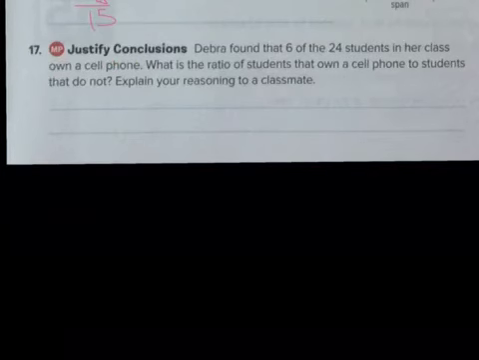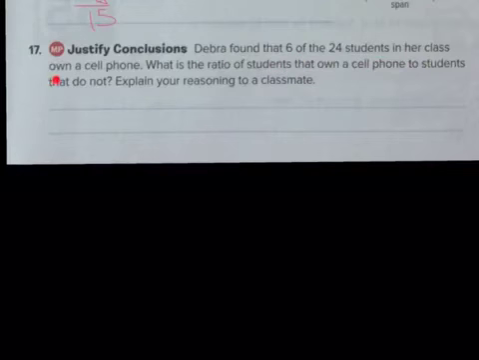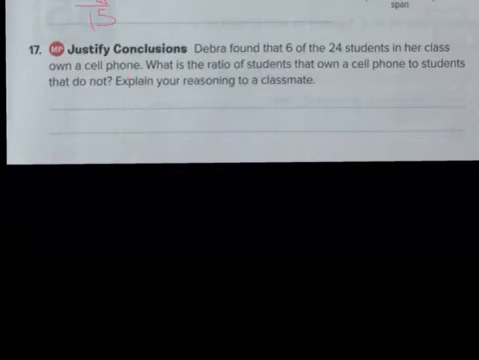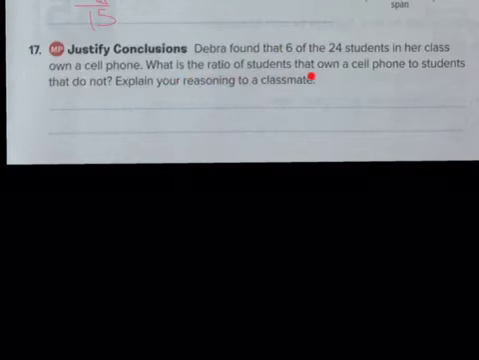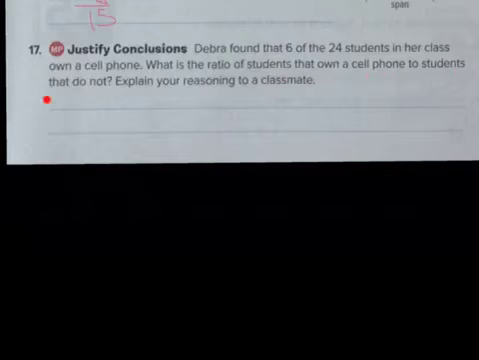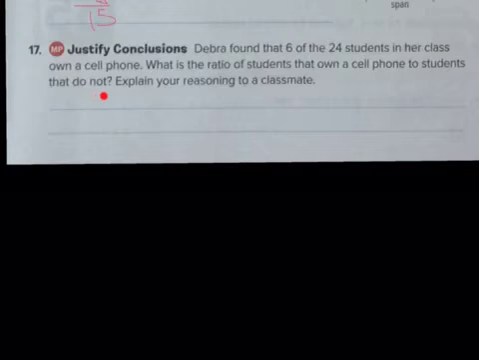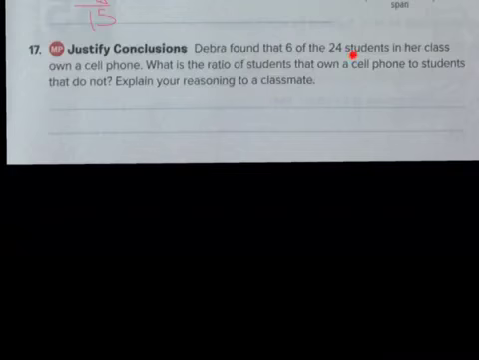Justify conclusions. Deborah found 6 of the 24 students in her class own a cell phone. So 6 out of 24. What is the ratio of students that own cell phones to students that do not own cell phones? Explain your reasoning to class. So 6 out of 24. 6 over 24 is 1/4, right? So we can say 1/4 of the students own cell phones.